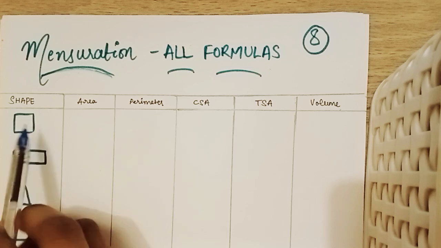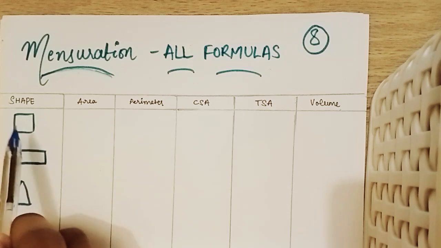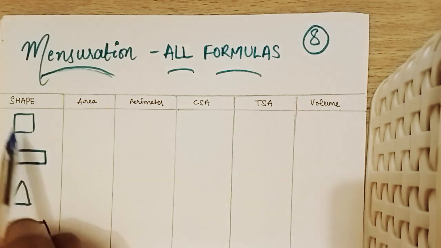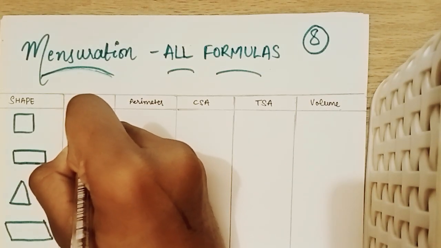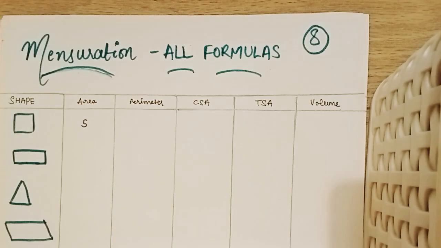All the sides are equal. So one of these sides, and this side, squared. So it is side square. S can be written for side. So side square. This is the area for a square. What about the perimeter of a square?